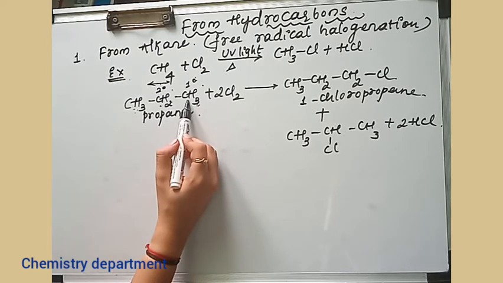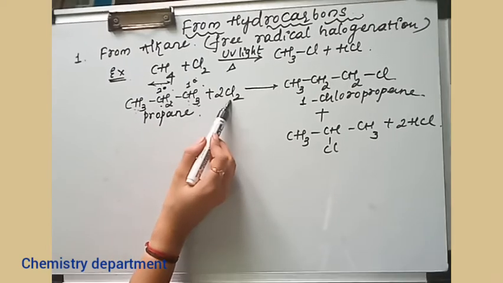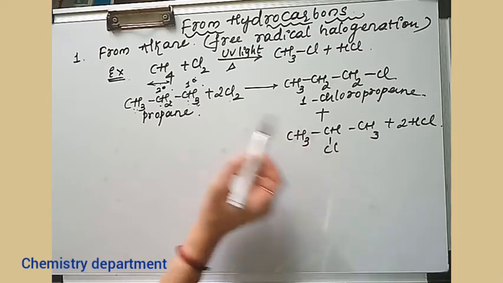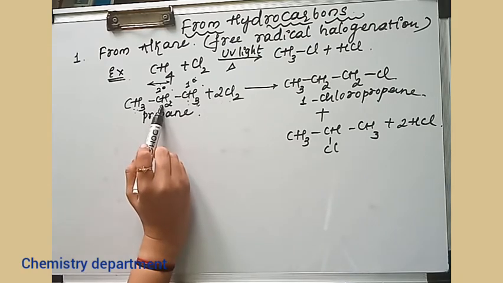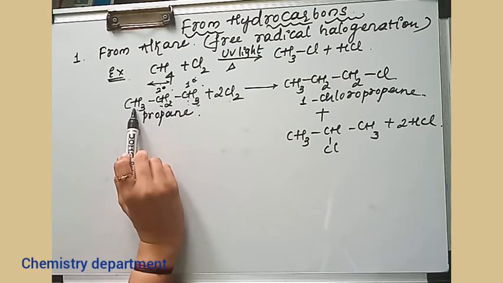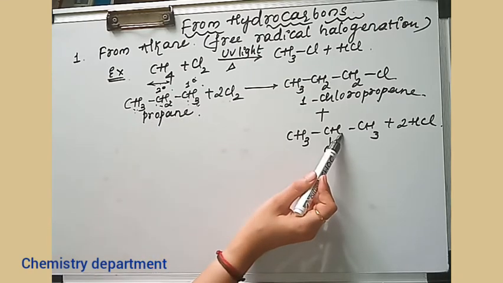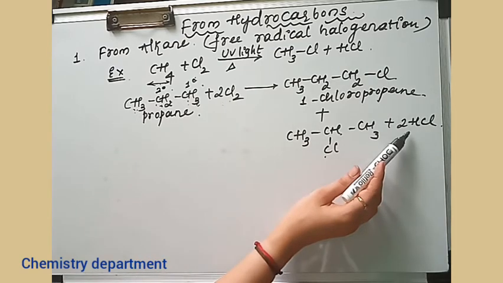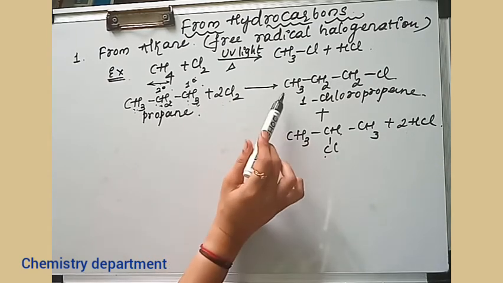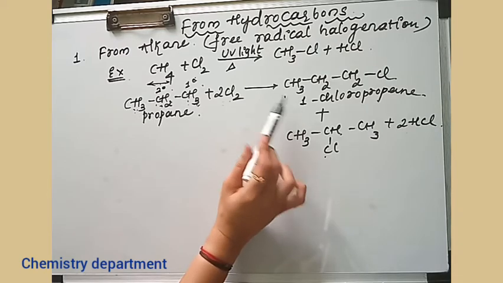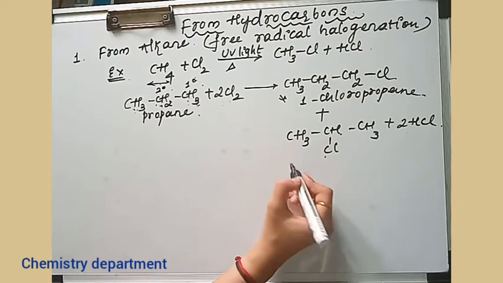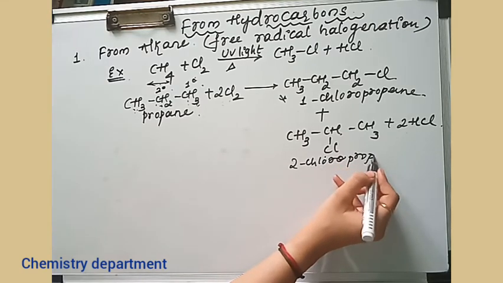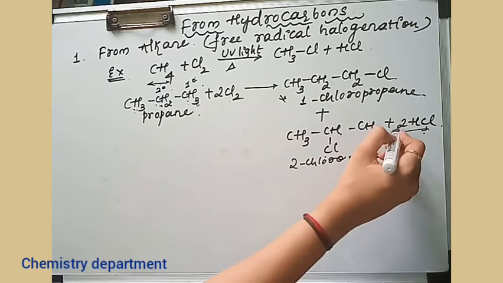If I remove the hydrogen from this primary carbon and replace that with a Cl atom, I am going to get 1 chloropropane. Similarly, if I remove the hydrogen from this carbon, CH3 stays as it is, 1 hydrogen I am replacing, so CHCl, CH3, and that hydrogen will combine with the Cl to form HCl. That means one of the HCl is formed by the 1 chloropropane formation, the other HCl is formed by this, that is 2 chloropropane. That is why directly I have written here 2 HCl.